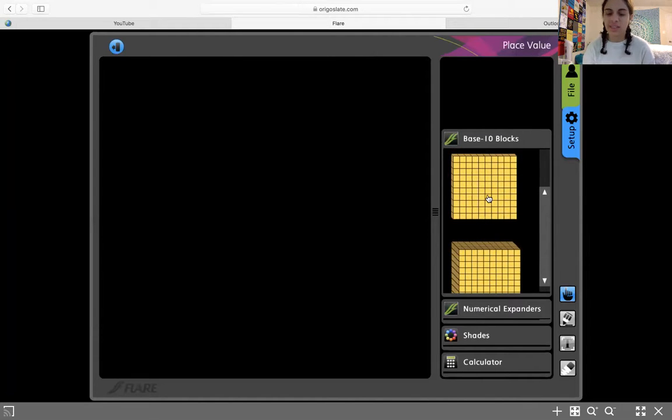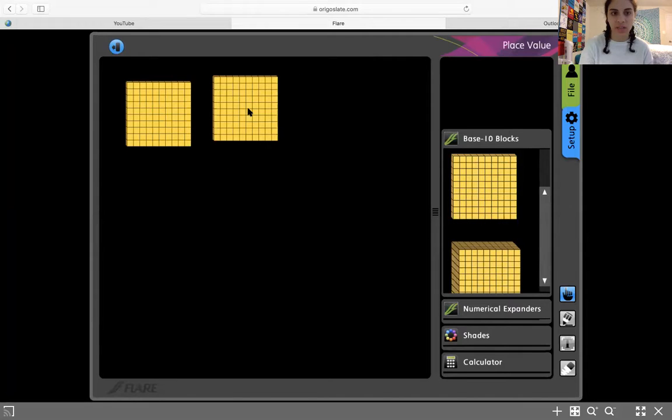And remember how we use these at school too when we were learning about 2-digit and 3-digit place value numbers. So remember, we're going to scroll down here, and remember these are called flats and they represent 100. So if our number was 357, we're going to need 3 of these to make it 300. Okay?